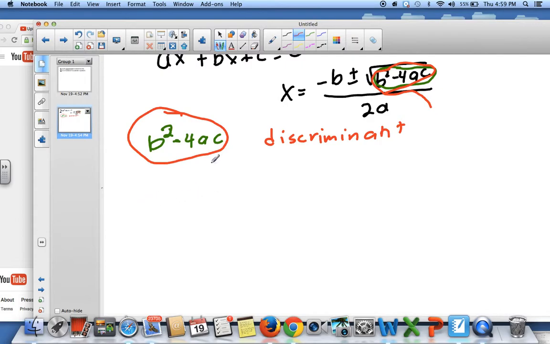So if b squared minus 4ac, when I figure that whole thing out, is a positive number, then we would have two solutions: negative b plus or minus two different numbers, because of whatever the square root would be. So basically, if that value is positive, then we have two real solutions.